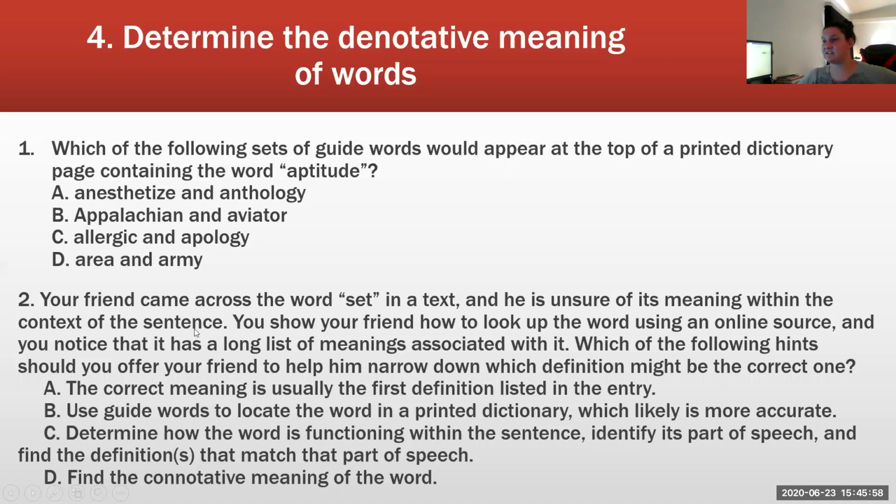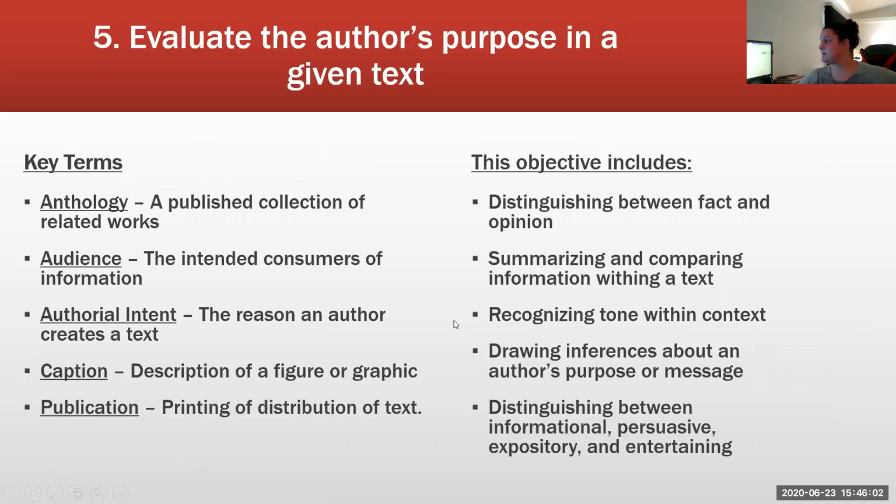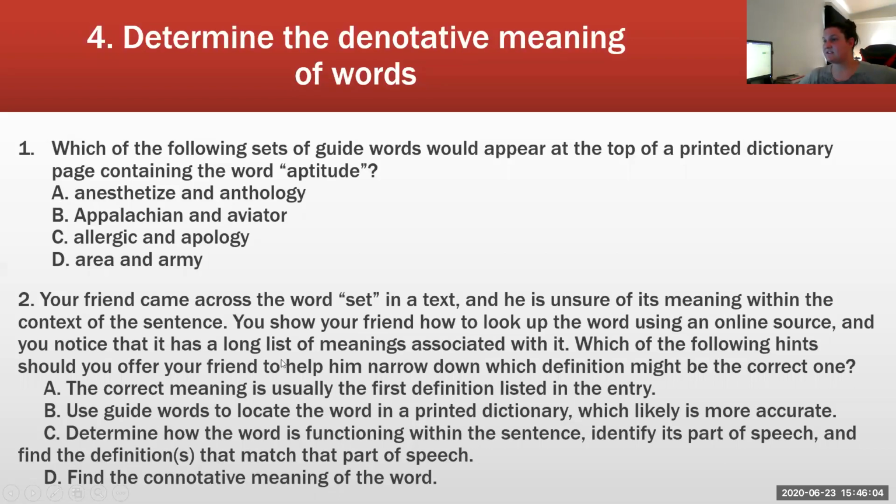Your friend came across the word set in a text and he is unsure of its meaning within the context of the sentence. You show your friend how to look up the word using an online source, and you notice that it has a long list of meanings associated with it. Which of the following hints should you offer your friend to help him narrow down which definition might be the correct one? The correct meaning is usually the first definition listed in the entry.